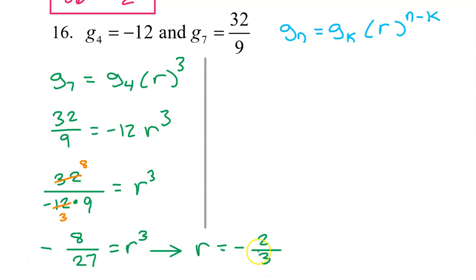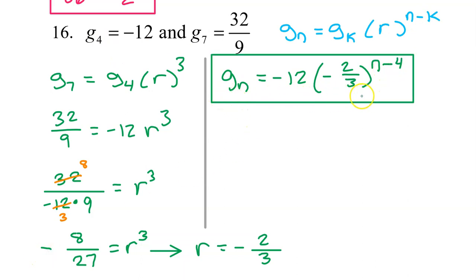Now that we have r, we can write an expression for Gn. So Gn will equal, I'm going to use G4 as my Gk, so I'm going to go ahead and put negative 12 right here. Just remember that the k is 4. And then we have the r, which is negative 2/3, to the n minus k, n minus 4. This is one of many expressions for Gn. Let's use it to find G6.